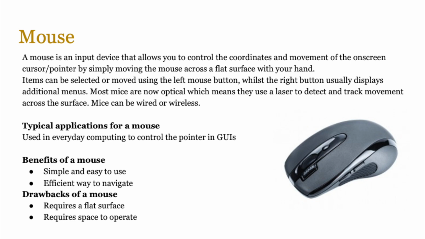Now, most mice these days are optical, which means they use a light source or a laser to detect and track movement across the surface. In the old days, there used to be trackballs, and you might see one once in a while. Mice can be wired or wireless. Now, the typical application for a mouse is everyday computing for graphical user interfaces, and they're very simple and easy to use, and a very efficient way of navigating on screen. The drawbacks of a mouse, though, are that they require a flat surface and require space to operate.